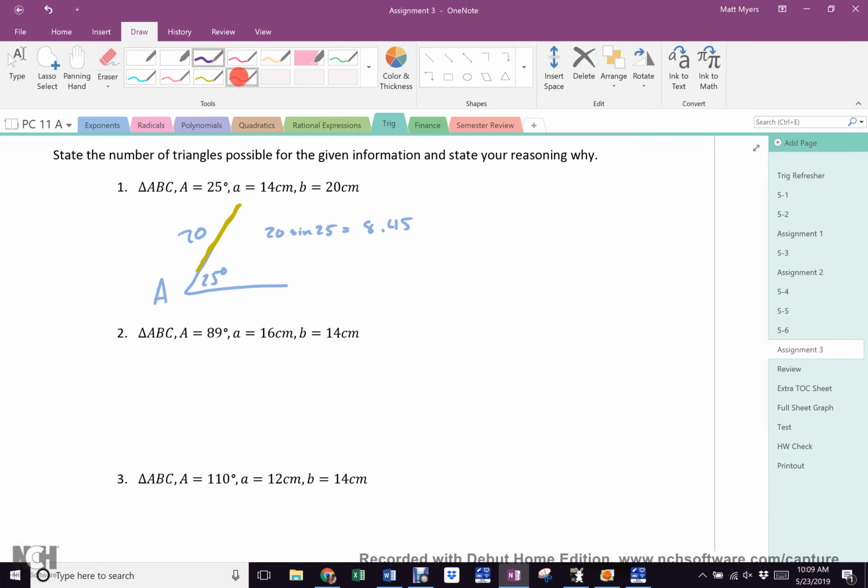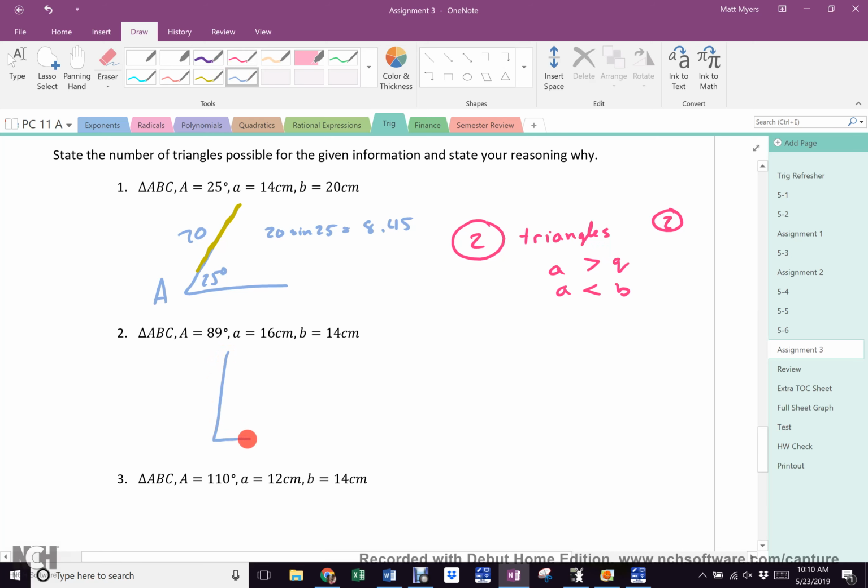All right. Oh, so the answer here was 2 triangles because A was greater than Q, but A was less than B. Yeah? That gets you your 2 marks because I needed a reason. Let's go again.